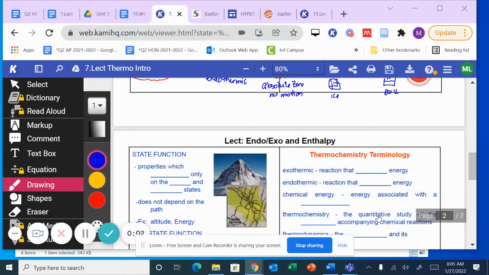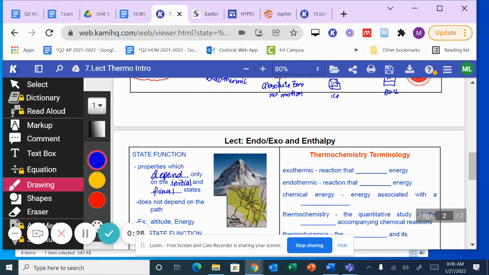Okay, so in this lesson, we're going to be learning about more terminology. The first one is state functions. State functions are properties that depend only on the initial and final states. Let me give you an example of a state function.